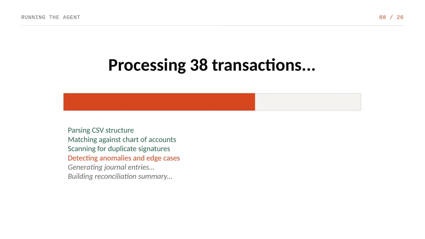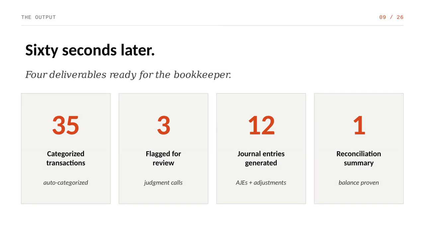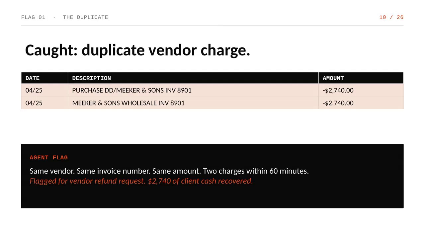60 seconds later, four deliverables: 35 transactions auto-categorized, 3 flagged for human review, the judgment calls, 12 journal entries generated, that's the adjusting entries you'd normally have to build manually, and 1 reconciliation summary showing the books balance against the bank. The next 3 slides will walk you through all these flags. The moment where the agent no longer tries to be a bookkeeper, it just hands the decision back.